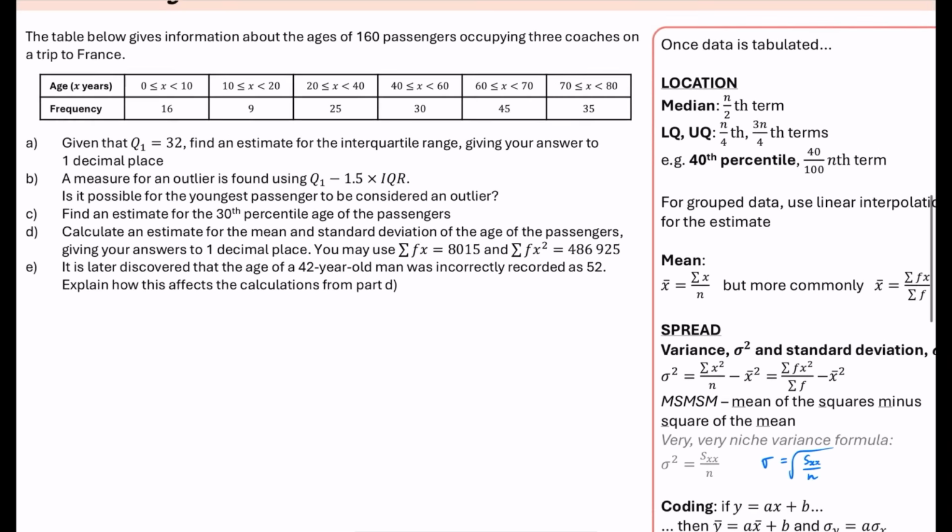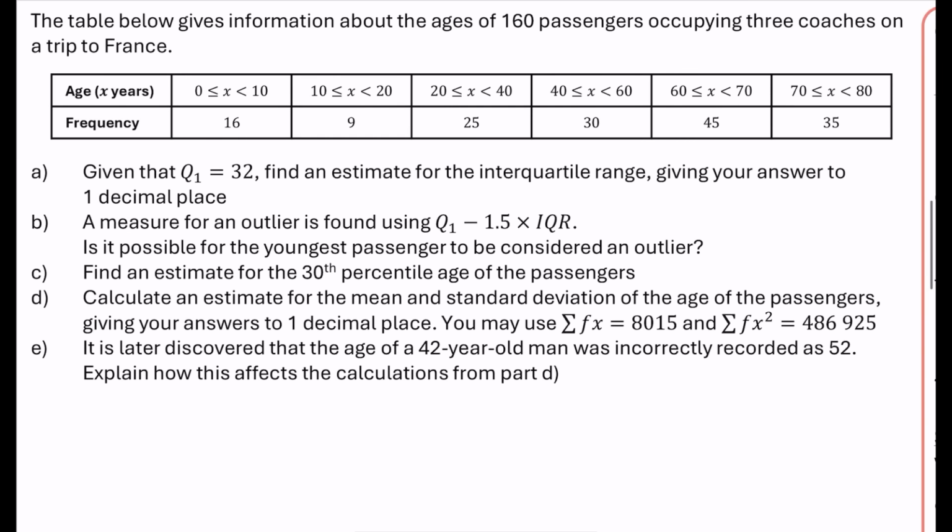Okay, let's put some of that stuff into practice with an example that we have here. It says the table below gives information about the ages of 160 passengers occupying 3 coaches on a trip to France. And this table is kind of sort of like a horizontal table. You could see it presented vertically as well. Exactly the same thing, just kind of looks a little bit different. So we've got the different ages. You can see there are perhaps more mature people on this coach trip, which is perhaps typical for a coach trip, but it looks like they've brought some children with them, and maybe there's some teenagers there as well.